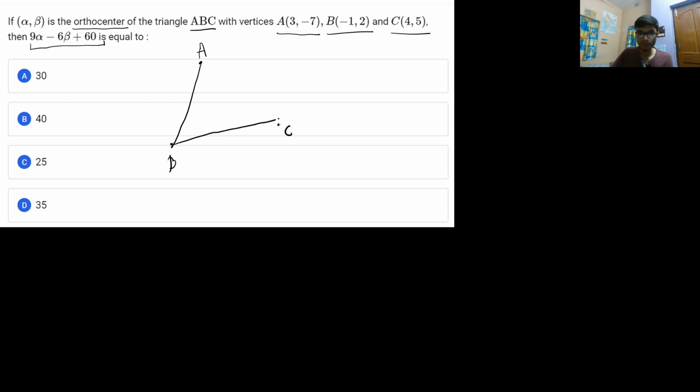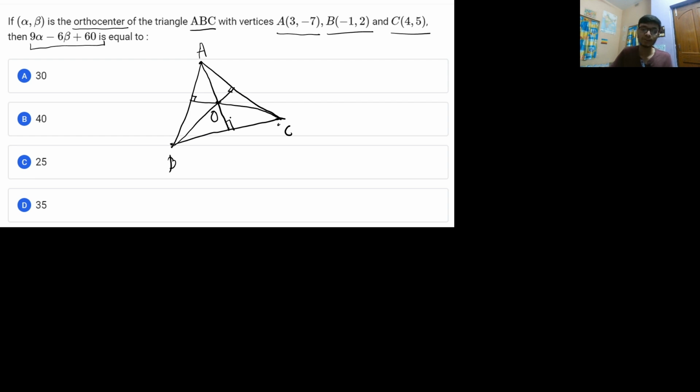It's basically the point of intersection of the altitudes. So the orthocenter is defined as the point of intersection of the altitudes. For example, from point A, I drop an altitude on the side BC, from point B, I drop an altitude on the side AC, and from point C, if I drop an altitude on the line segment AB, then the point of intersection is known as the orthocenter.